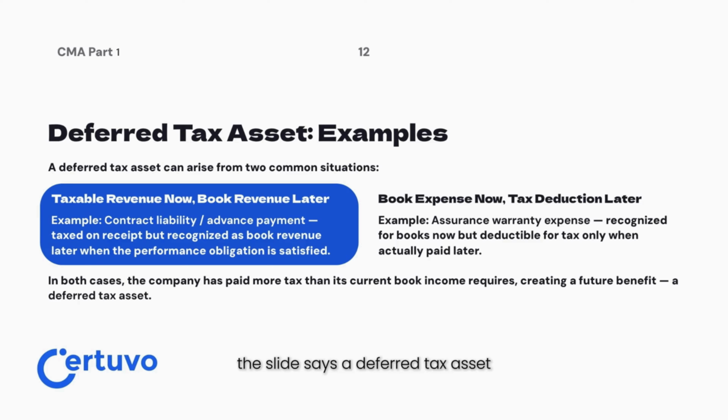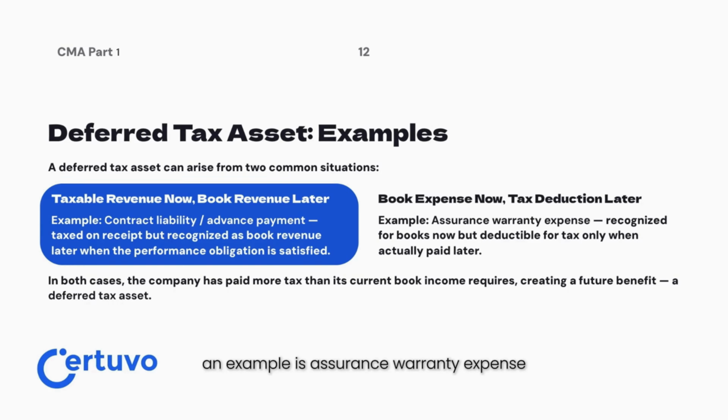The slide says a deferred tax asset can arise from two common situations. The first is taxable revenue now, book revenue later. An example is a contract liability or advance payment. The company may be taxed when cash is received, but it recognizes book revenue later when the performance obligation is satisfied. The second situation is book expense now, tax deduction later.